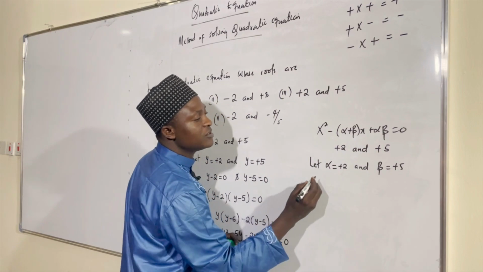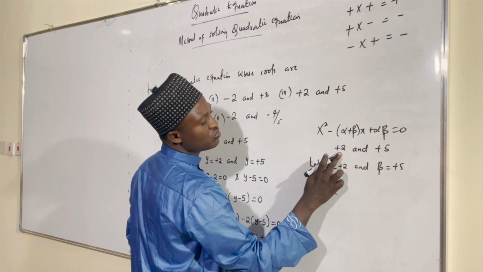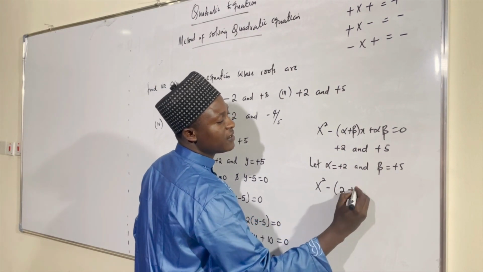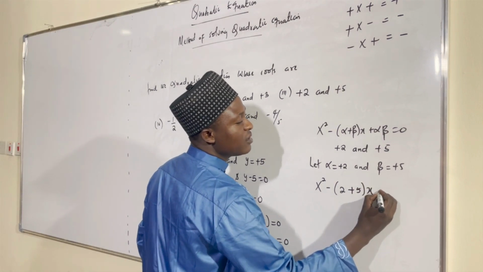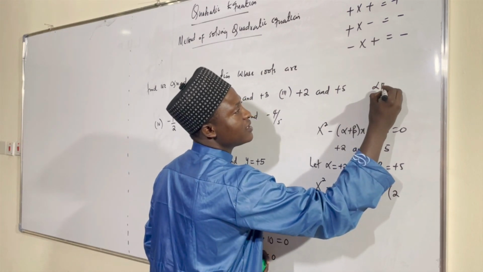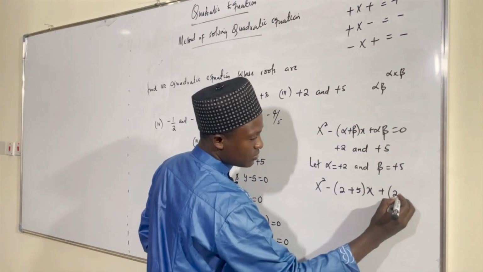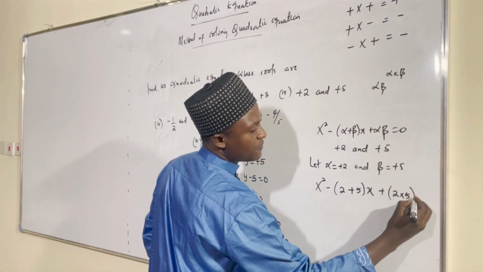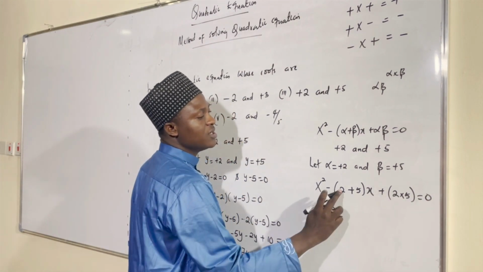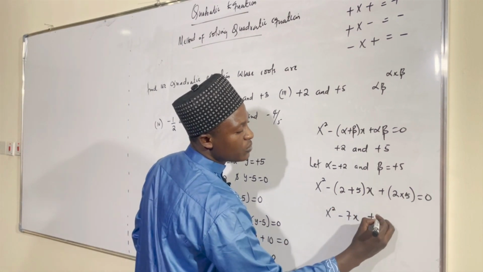So let's substitute here. That means that we have x squared minus, my alpha is 2, can you see? 2 plus beta, which is 5, of x plus my alpha again, which is 2, because what we have here is alpha beta, which is multiplication. What joins them together is multiplication. That is alpha multiplied by beta. So now times what we have here, 5. Everything is equal to 0. So now we are going to have x squared minus 2 plus 5, which is 7x, plus 2 times 5, which is 10, is equal to 0.